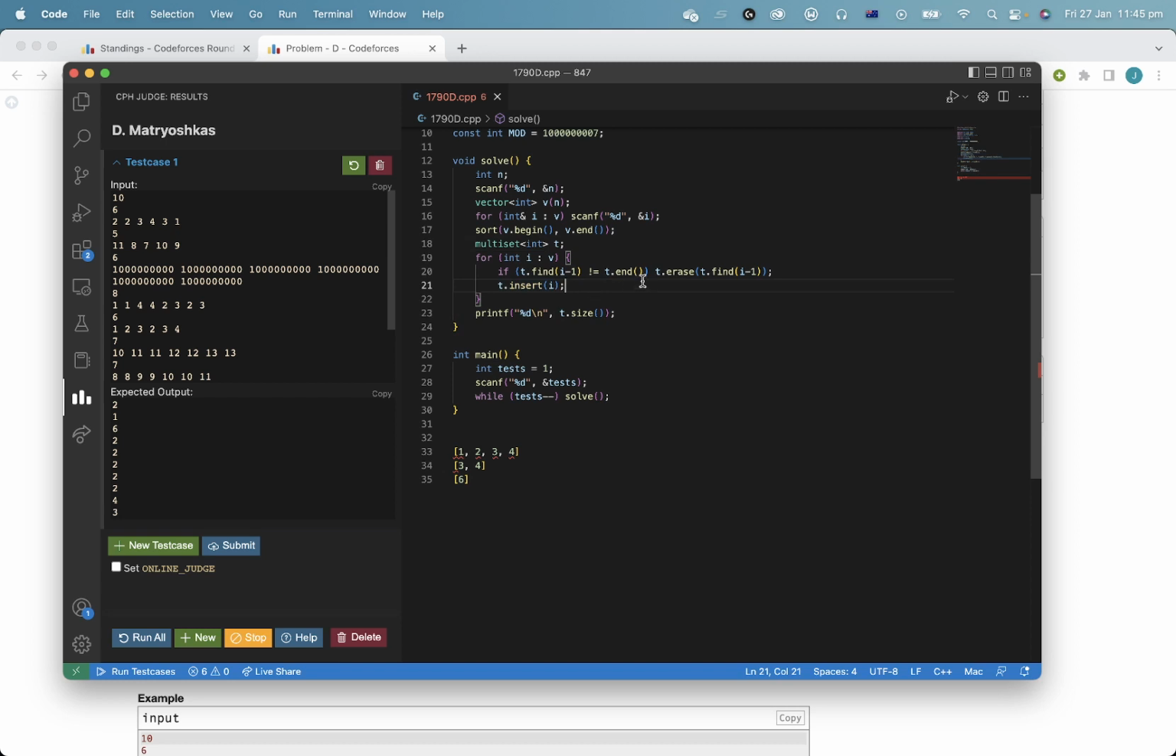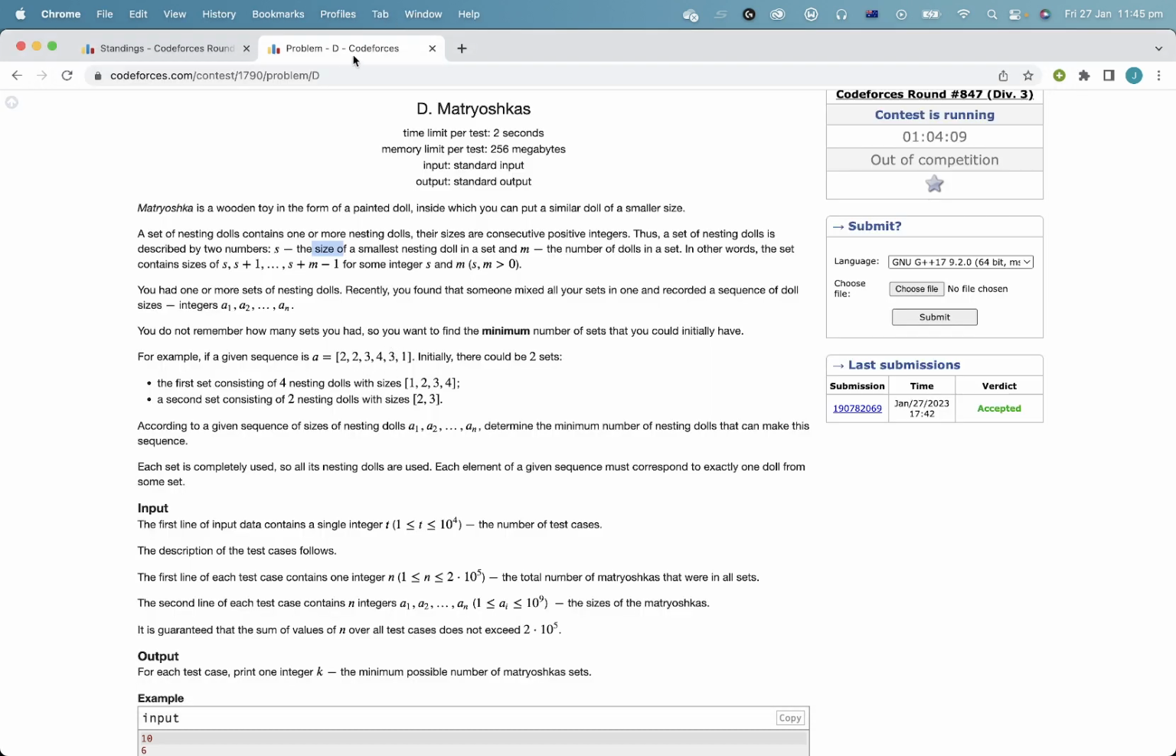You can imagine, if the current size take 1 didn't exist in this multiset, I would just add it to the multiset. Otherwise, I would replace that stack with my current set. Sorry, and then the answer is just the number of sets. And I do have to use multi-set, not set, because there can be multiple sets of dolls with the same largest doll size.